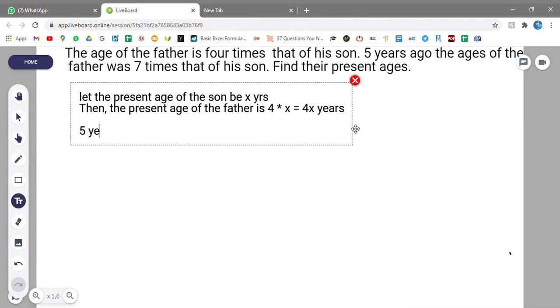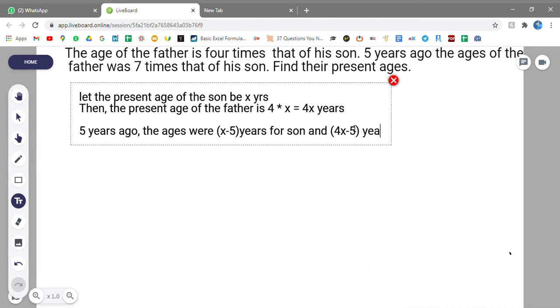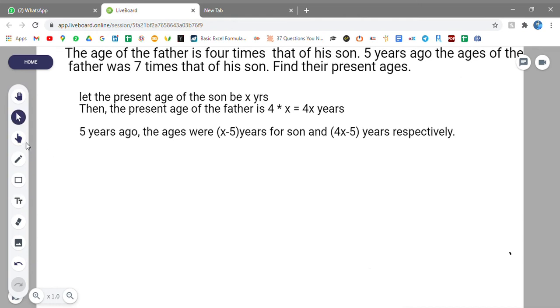So 5 years ago, the ages were x minus 5 years for the son, and for the father it is going to be 4x minus 5 years respectively. Okay, so how did I get this?